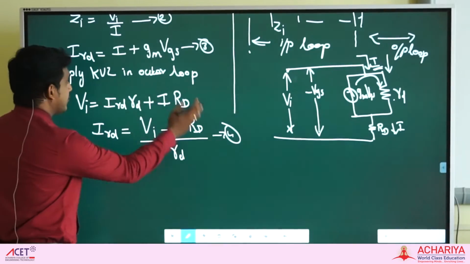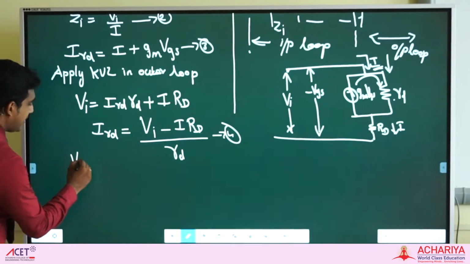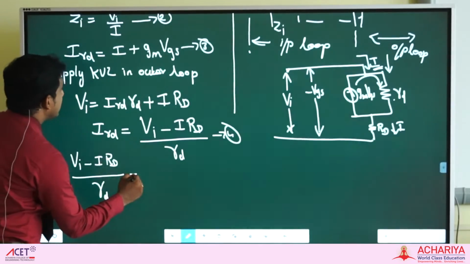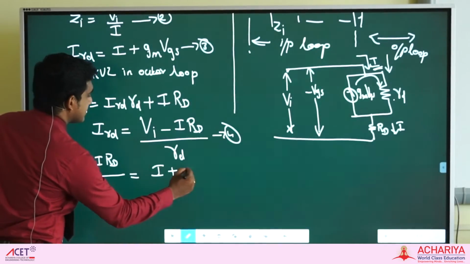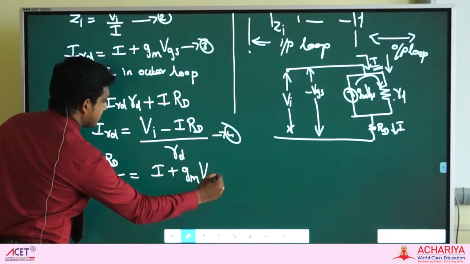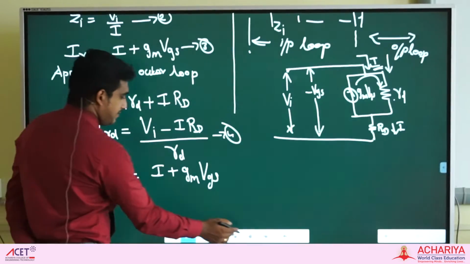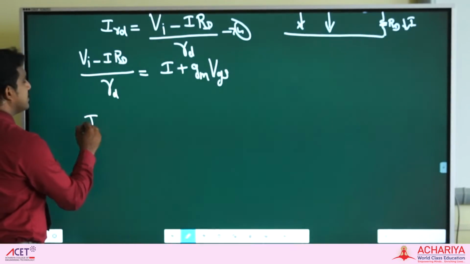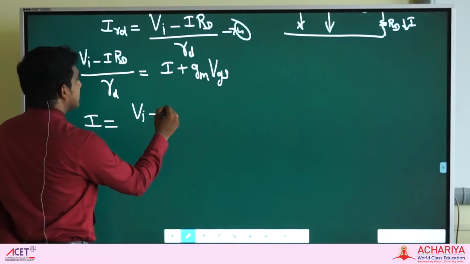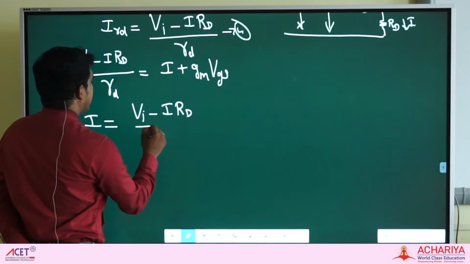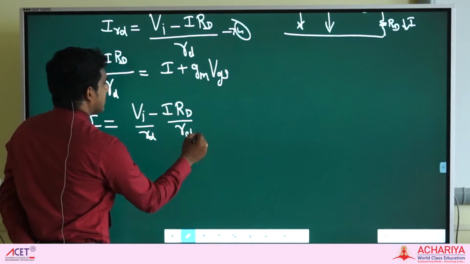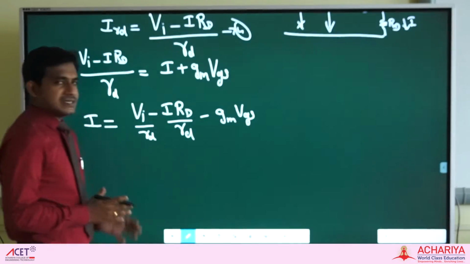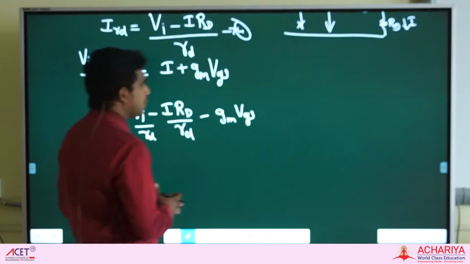Now we can substitute equation 4 in equation 3. So we will get (Vi minus I into RD) divided by RD is equal to I plus gmVgs. From this equation we can find I. I is equal to (Vi minus I RD) divided by RD minus gmVgs. From the circuit we know that Vgs is equal to minus Vi.